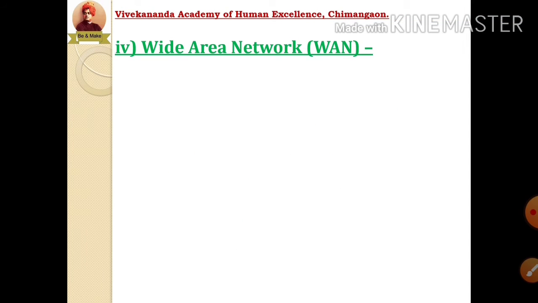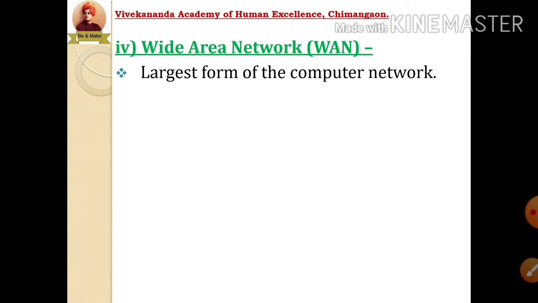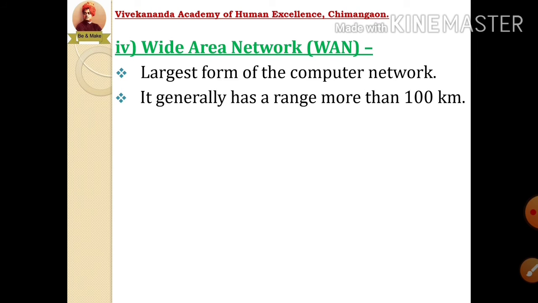The next type of network is wide area network, also known as WAN. It is the largest form of a computer network. The bigger network form is called wide area network, and it has a network range of more than 100 kilometers. Now the best example of WAN is internet.